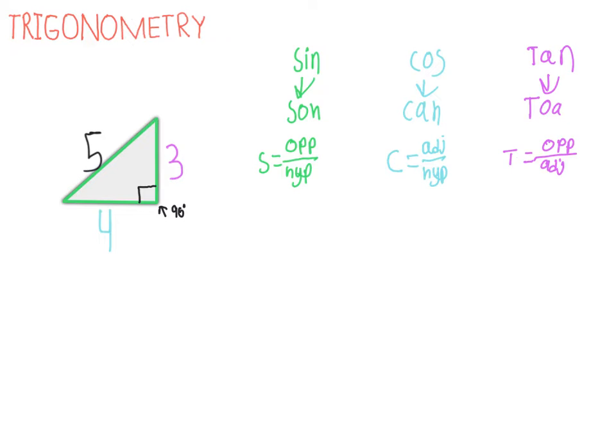Well, let's take an angle on this triangle and call it theta. So we are asked to find the cosine of theta, the tangent of theta, and the sine of theta. So let's first start with the sine of theta. All we have to do is remember our nifty tool, SOHCAHTOA.